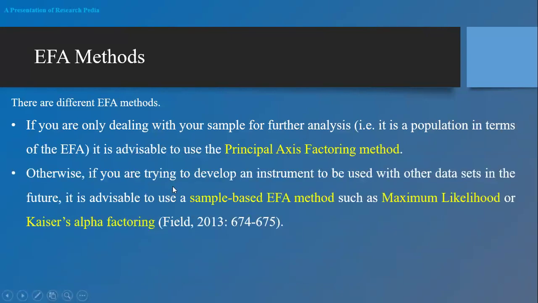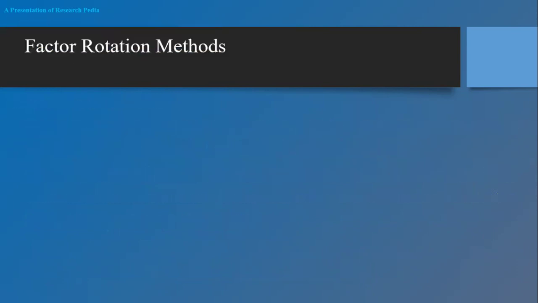Otherwise, if you are trying to develop an instrument to be used with other data sets in the future, it is advisable to use sample-based EFA methods such as maximum likelihood or Kaiser alpha factoring. Whenever you are trying to develop a questionnaire, this is the method that we normally use, maximum likelihood and Kaiser alpha factoring. So this is the method that we will use for our exploratory factor analysis.